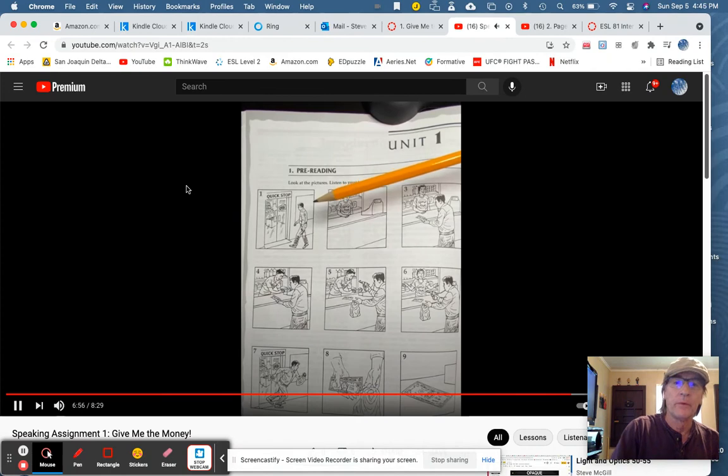So, I will point to each of the pictures which represents part of the story. As I move the pencil to each picture, you tell the story in your own words. This means that you are going to have to try to remember the story.